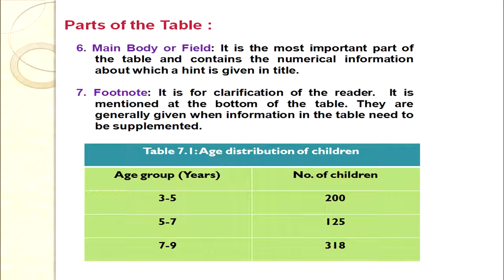Now, the next, main body of field. So, when we talk about main body of the field, it starts from 3 to 5, 5 to 7, 7 to 9, 200, 125, 318. That means all the numerical information contained in the table is main body of field. It is the most important part of the table because it contains the numerical information about which a hint is given in the title.